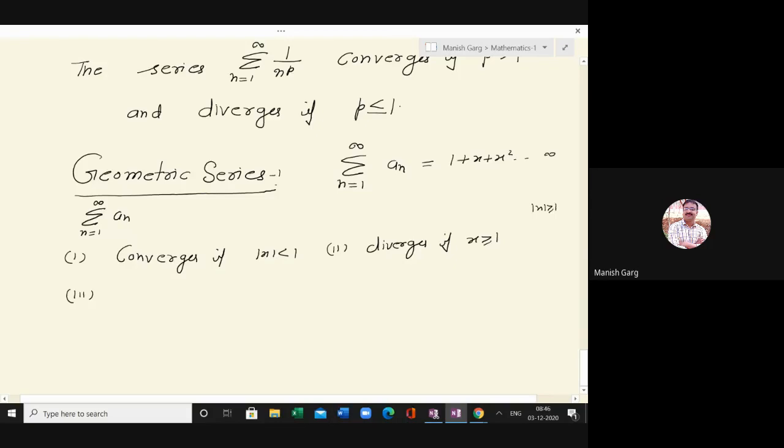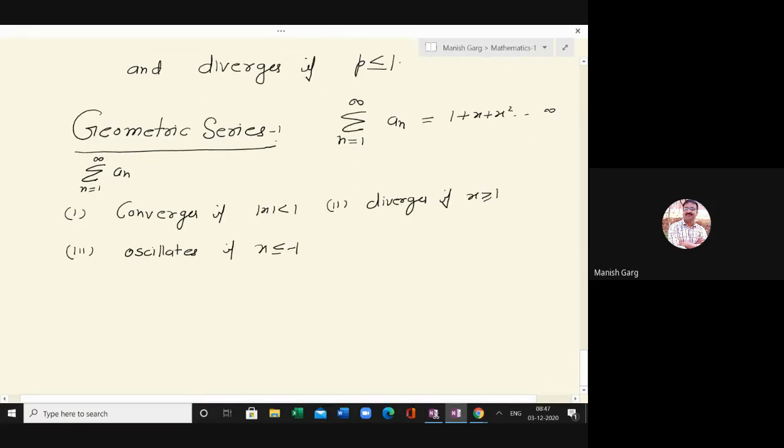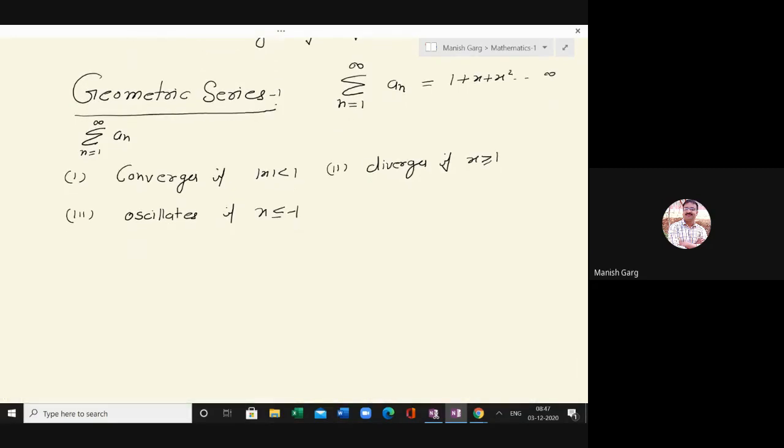It is also written with only two cases. If you want to write 3 cases, oscillates, because some students are having confusion. It oscillates if x is less than or equal to -1. I will show when it oscillates. In some books, it is written diverges for this and diverges for this, it is also written this is diverges. No need to write oscillate. But I am giving it explicitly so that you can understand in a better way.